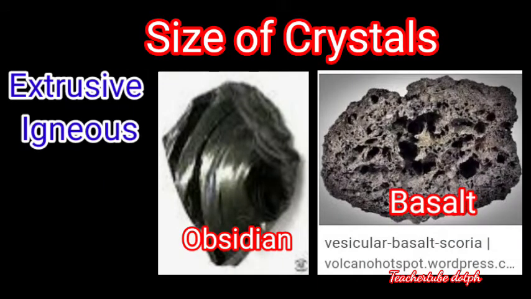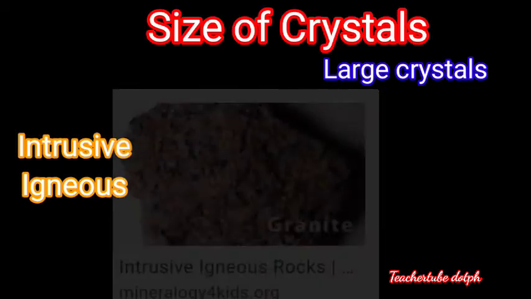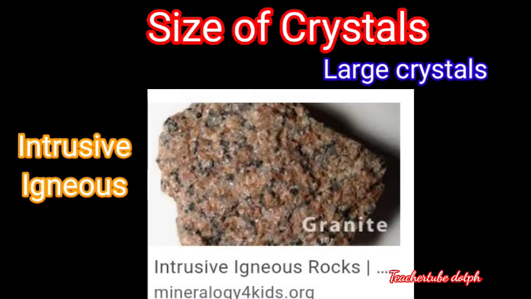Alright, the next feature is the size of crystals. Extrusive igneous have small crystals smaller than 1 millimeter or no crystals at all, just like the obsidian here. And another example is the basalt. It is vesicular with air bubbles. Okay, the size of crystals of intrusive igneous are large, just like the granite.